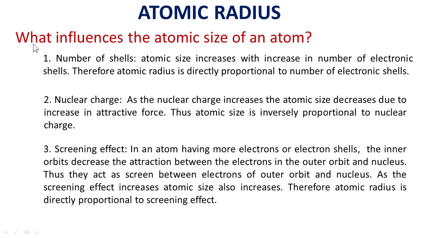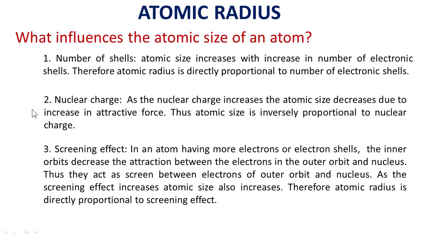What influences the atomic size of an atom? There are three main factors that affect the atomic size of an atom. The first one is the number of shells, meaning the number of electron shells. Atomic size increases with an increase in the number of electron shells. Therefore, atomic radius is directly proportional to the number of electron shells. Or we can say the more electron shells, the bigger the size of an atom.